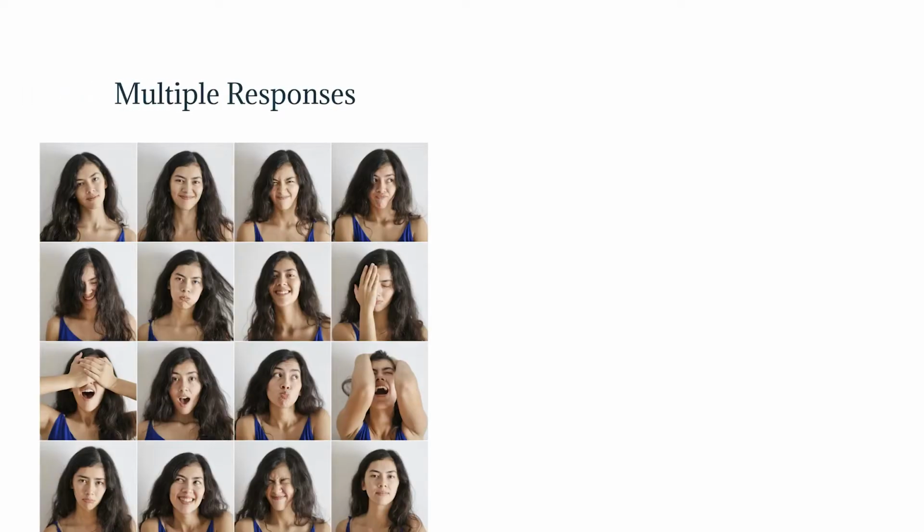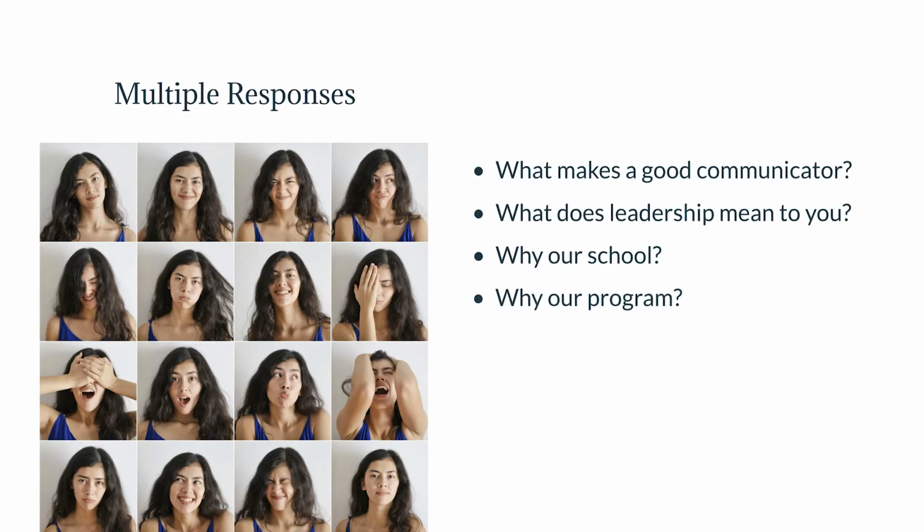Next up, we have the bucket structure. And this is going to be used for questions where you have multiple responses within that question, usually in the form of a list for values you're listing you have, or for traits that you think are important for a leader. So it would be questions such as, what makes a good communicator? Or how do you define leadership? Or why our school? Or why our program?